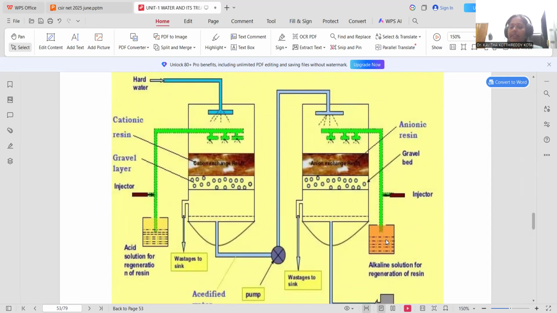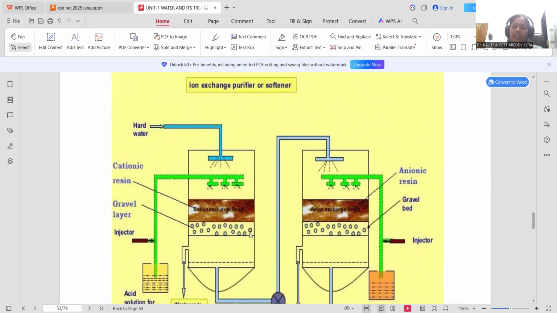There is another connecting chamber with respect to this anionic resin. There is an alkaline solution which is used for the process of regeneration. Right, so this is the entire process of how the ion exchange process, purification, and softening are possible. All the steps are manifested in the single diagram.